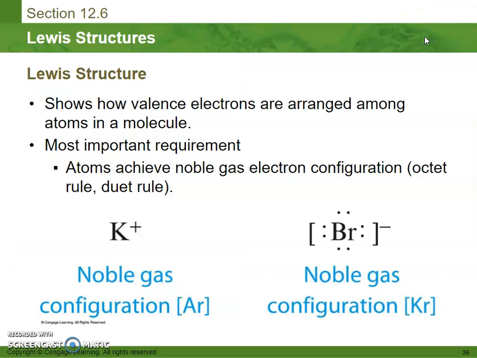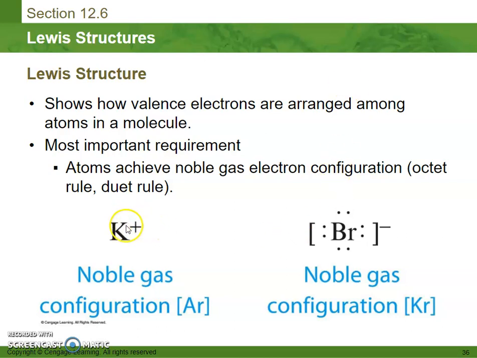All right, let's keep it going, working on section 6, Lewis structures. This shows how many valence electrons are arranged among atoms in a molecule. The most important requirement is that atoms achieve noble gas electron configuration, also known as the octet rule, or the duet rule if we're talking about hydrogen or helium.